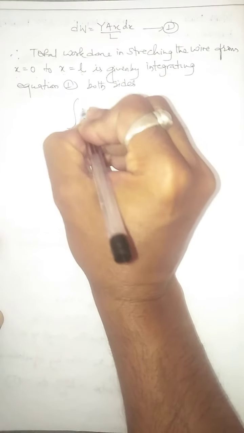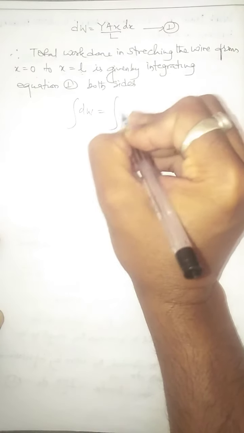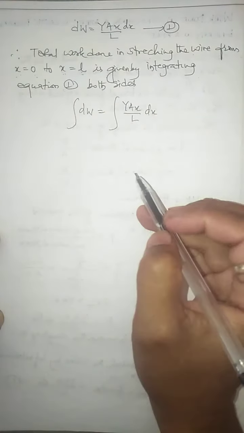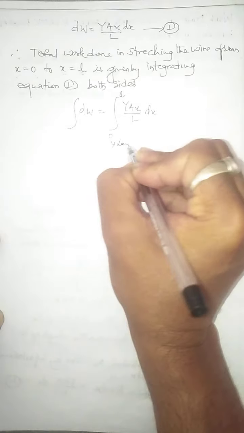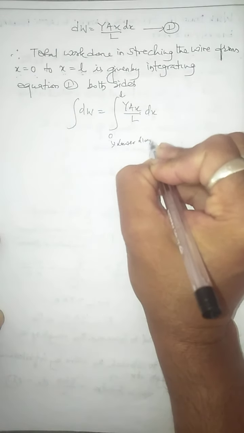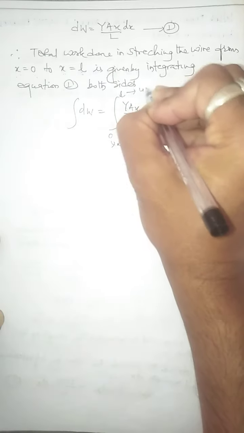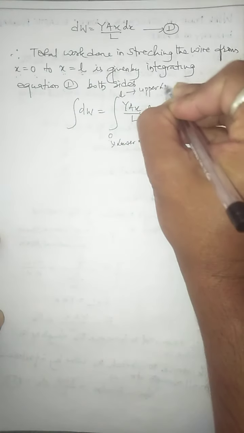integrating equation 1 on both sides. Integration means this sign. So I integrate YAx by L dx. But remember this, on the right hand side your variable is x and is varying from 0 to L. In this integration, this 0 is called the lower limit, and this L is called the upper limit. This is one of the calculus called integral calculus. So now I need to do the integration.